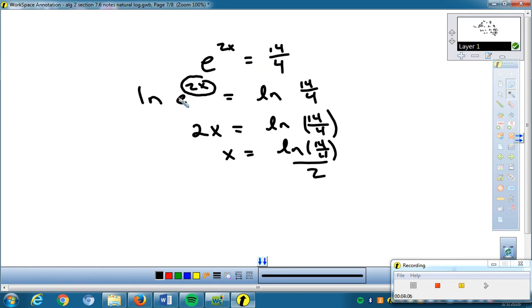So, if you see the base is e, you could do the natural log, and then it undoes the e to the power, and you're left with just the 2x. So that is an option. Is there a natural log button on your calculator? There is a natural log button on your calculator. The LN button.